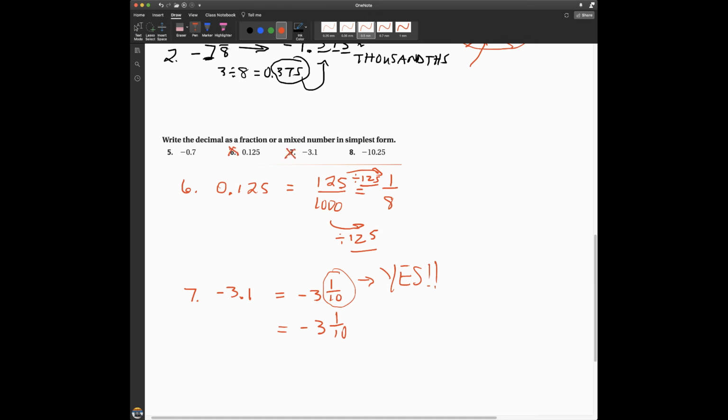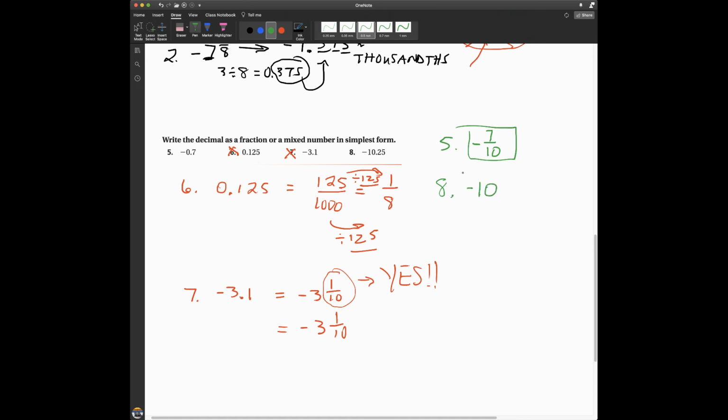So I did these 2 problems, and now the video is going to pause for a moment, and you are going to work out problems 5 and 8, and then you will come back. Okie dokie. So we're back. What did we get for number 5? Number 5 should be -7/10. Is this in simplest form? Yes, it is. So there's your answer. Number 8, what do you get?